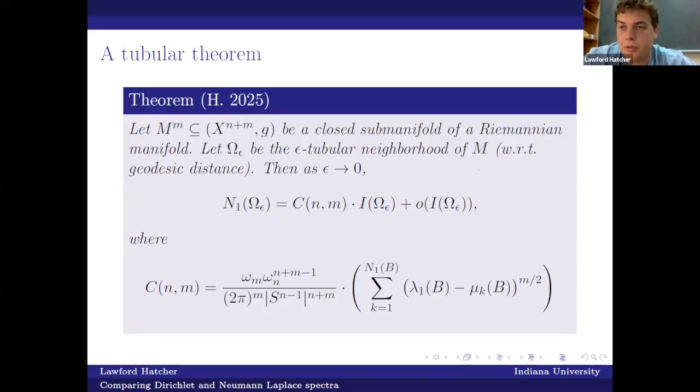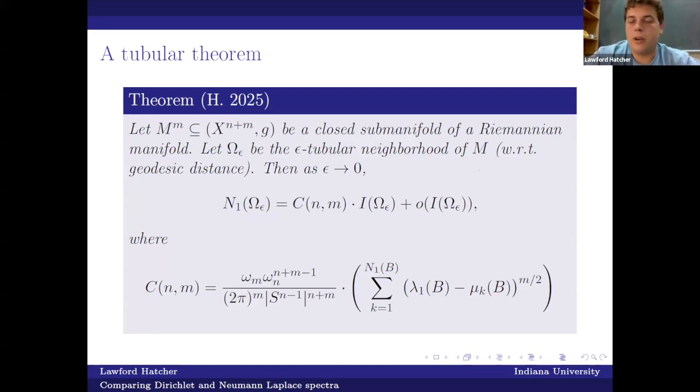So these little omegas are the volumes of Euclidean unit balls, and wherever there's a capital B, that's also a Euclidean unit ball. Something kind of interesting is that as epsilon goes to 0, the epsilon tubular neighborhood of M starts to look like a Euclidean epsilon tubular neighborhood of M. And that's why we don't have any dependence on the ambient manifold X. All that matters is epsilon and the dimensions that we're working in. So that's the theorem. And this is the only place that I know of where you have a family of geometries where you have an exact asymptotic on this quantity N1.